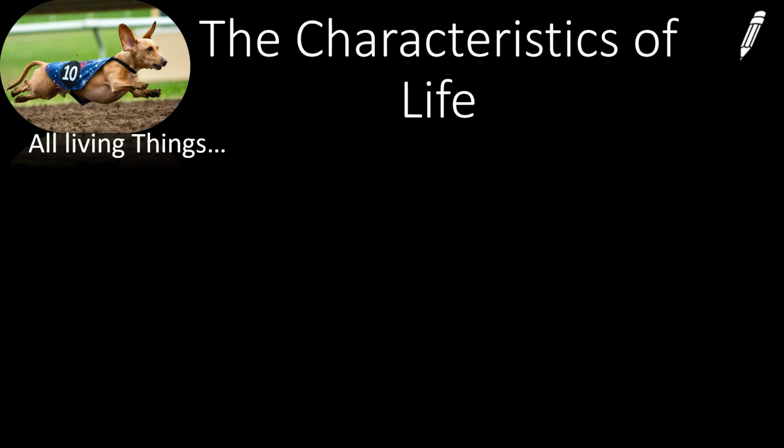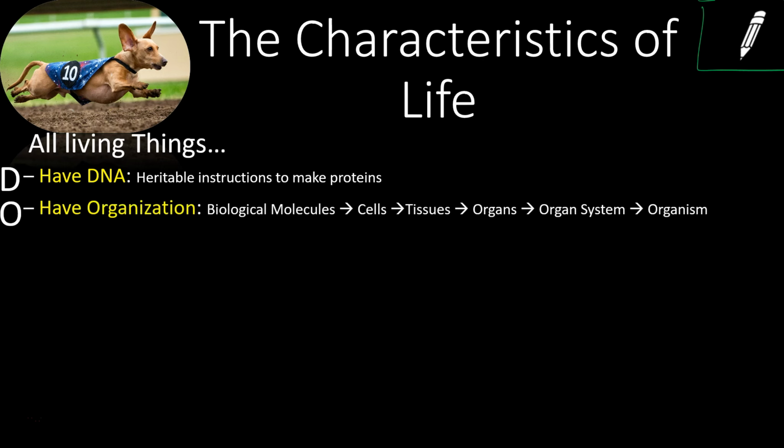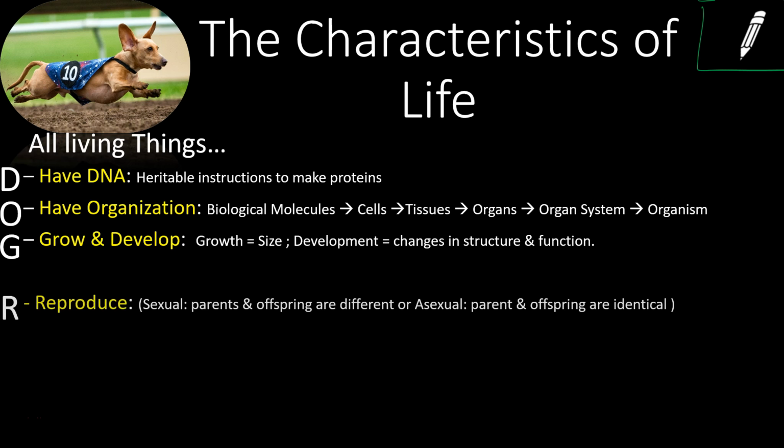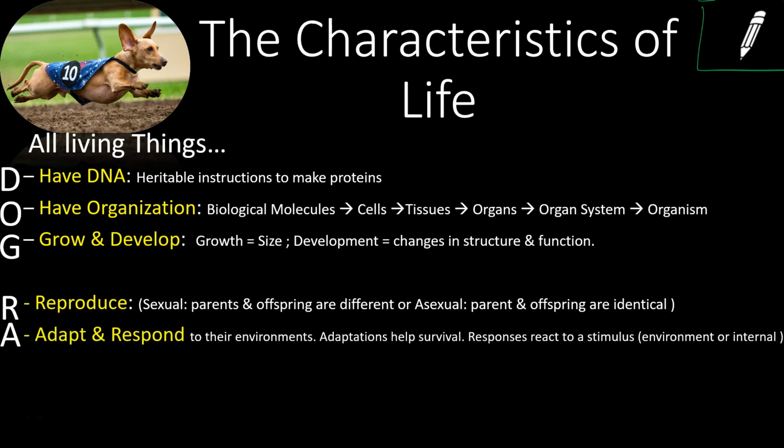All right, this is the one slide that I do want you to take note of. Get the pencil out, so please jot all of this down, and this is all the notes. DOG RACE, okay, that's the characteristics of life. D stands for DNA. O stands for organization. All living things are organized. G is for grow and develop. All living things grow and develop. R is for reproduce. All life has to reproduce or it'll go extinct. A is for adapt and respond. Remember, adaptations are long-term over generations, and responding to a stimulus or responding to your environment is much quicker, okay?